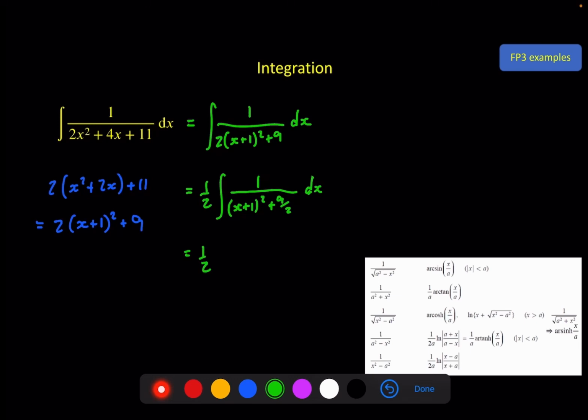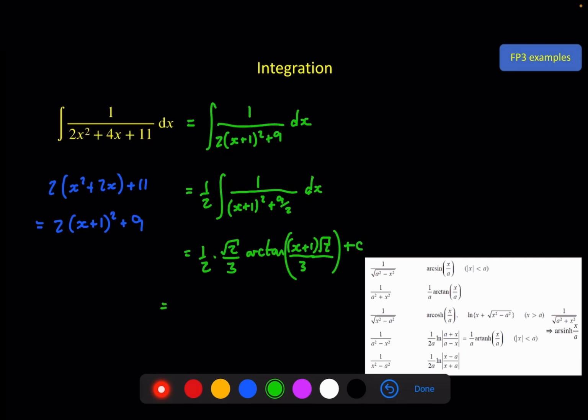Don't forget that half in front. And we've got 1 over a. So a is 3, so I get root 2 over 3 times arctan x, which in this case is x plus 1, over a, which is 3 over root 2. And all of that is inside the arctan, plus a c.